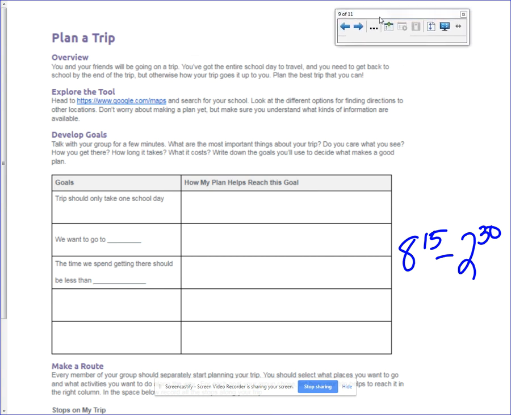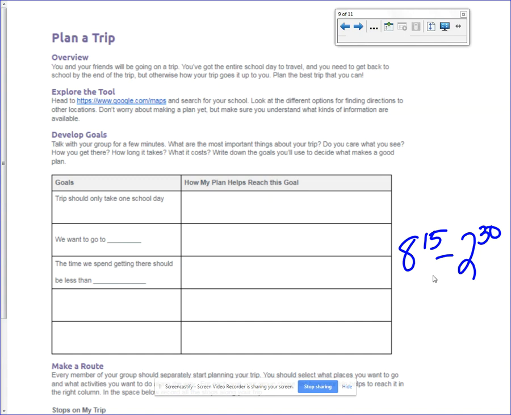All right, now your assignment for the last part is you and your friends are going to plan a trip and you've got the entire school day to travel, all right, but only the school day. You need to be back at school by the end of the trip, but otherwise, how you plan your trip and what you do is up to you. Plan the best trip that you can.